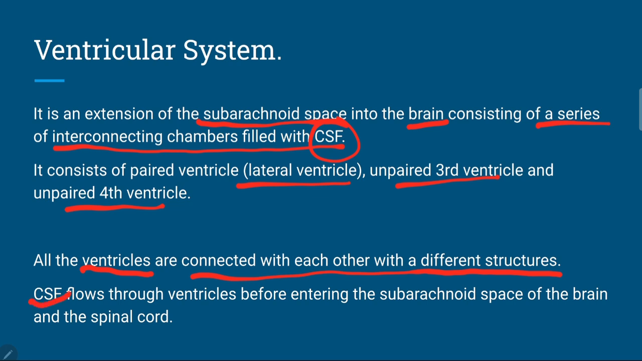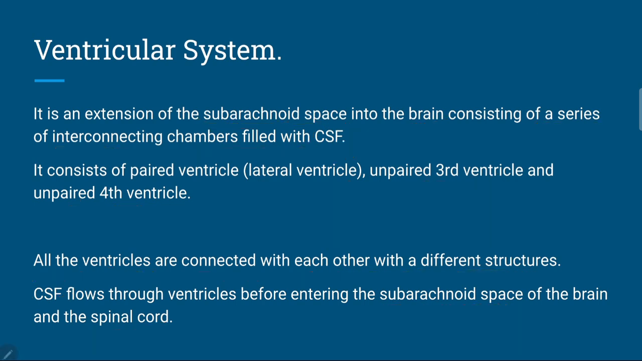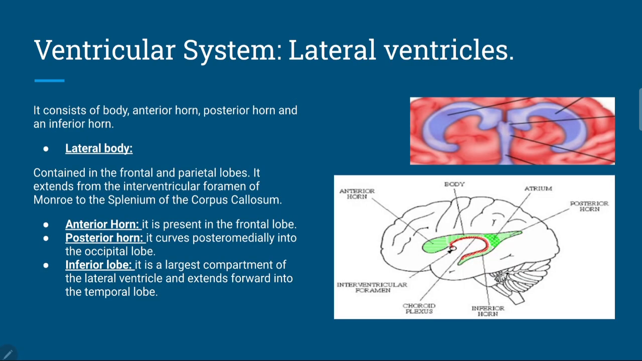The cerebrospinal fluid, which is the most important part of the ventricular system, flows through the ventricles before it enters the subarachnoid space of the brain and the spinal cord, and then of course it gets reabsorbed back through the dural venous sinuses, which we have discussed before. So let's look at the ventricle system in much more detail now.